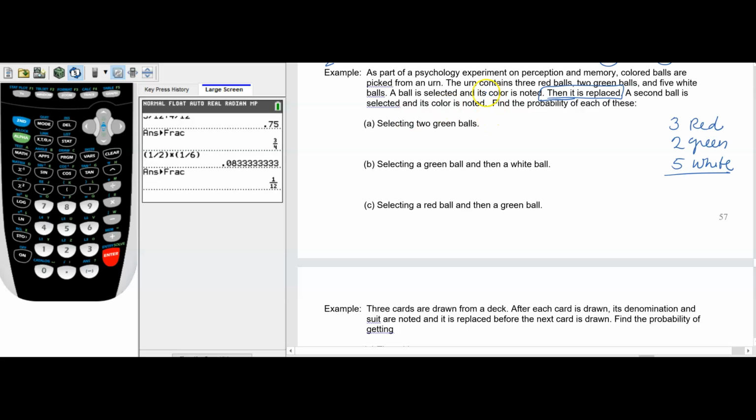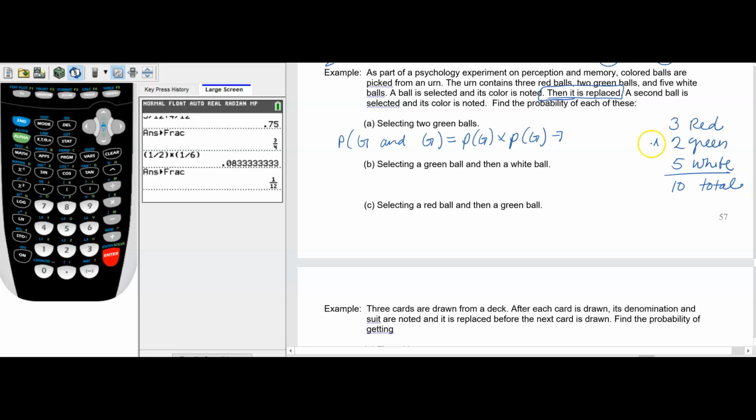So 2 green balls, that's like saying what's the probability of getting a green and then another green. So we're going to use our probability multiplication rule and we're just going to multiply those probabilities together. Before I find those probabilities, I'm going to add up all of the different colors and I get 10 total. That way I can figure out the probabilities.